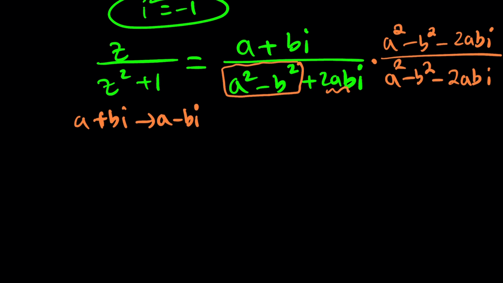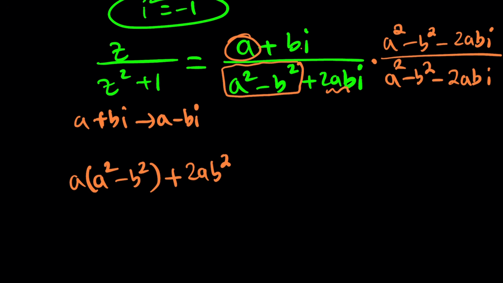Now, we're going to go ahead and distribute, and make sure to multiply real by real first, and then you'll get the real parts, and imaginary by imaginary, again, part of the real parts, so on and so forth. Anyway, you distribute, it's going to look like this. And then bi and that, it's going to give us a plus sign because of i squared, 2ab squared.